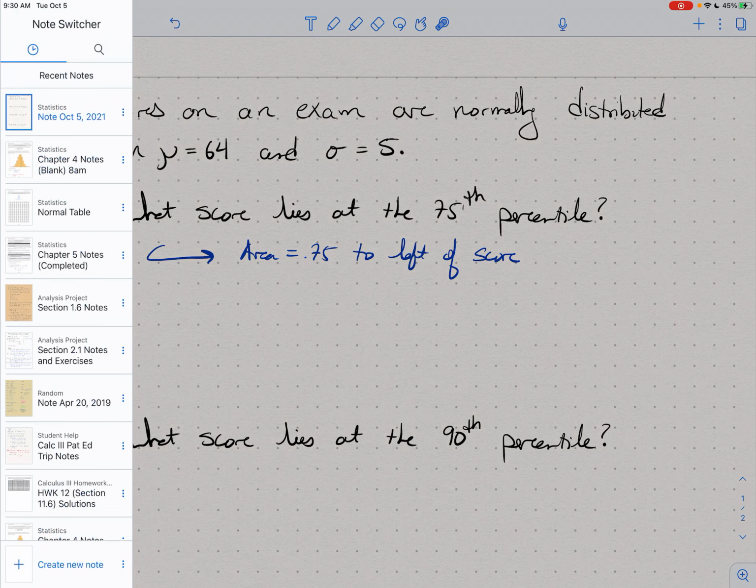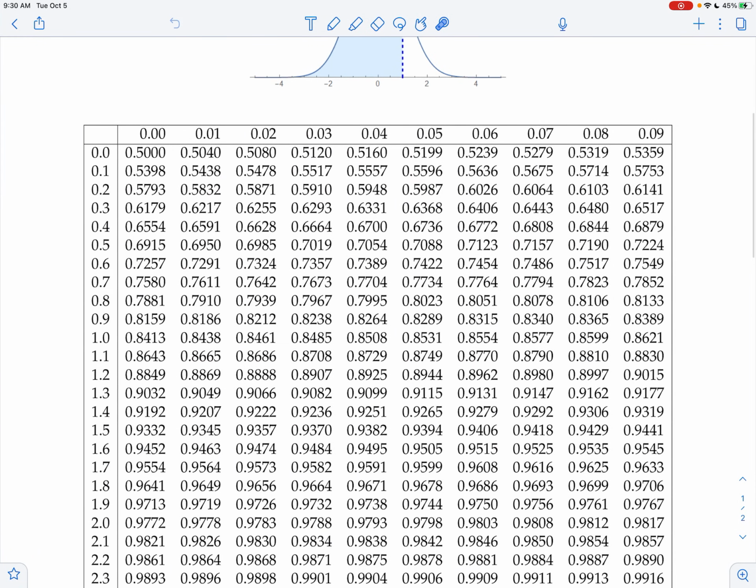So let's hop over to our table. I'm looking on the table, and I want the area to be as close to 0.75 as I can get it. Looking at the chart, I'm going to have to do some estimating because things aren't exact. You can see one option here is 0.748 and then 0.7517. So I need to average these two values. If it's easier for you, write down the actual z-score for this value.